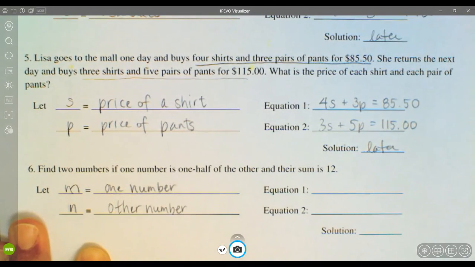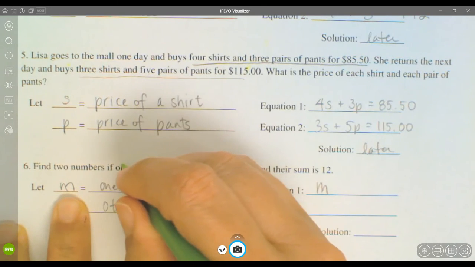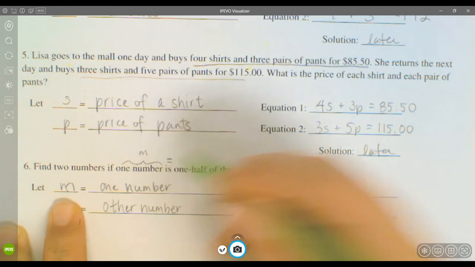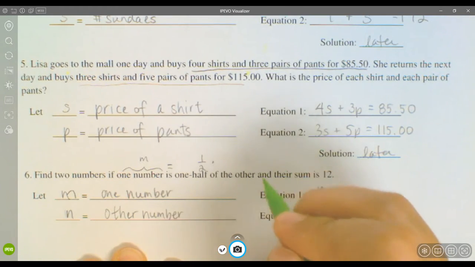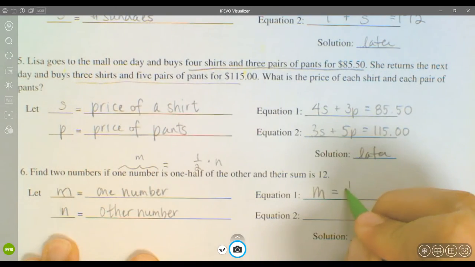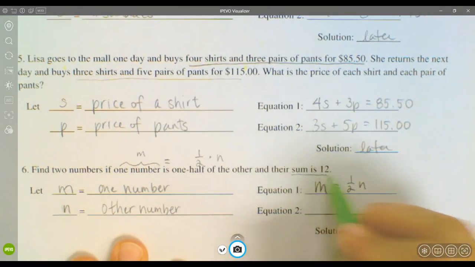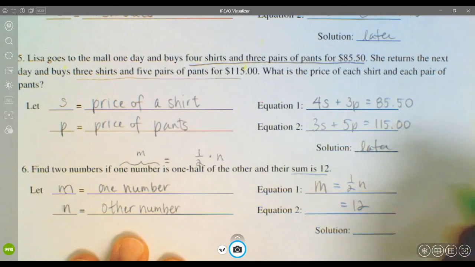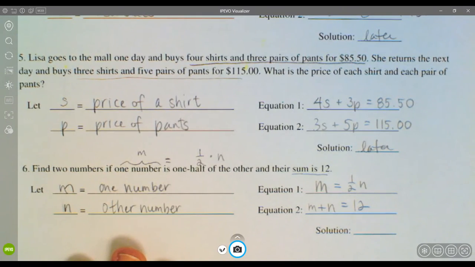One number is half of the other number. So one number is m. You see, is means equals. 1/2 of, what does of mean in math? Multiply. What's the other number? N. Boom, look at that. Their sum is 12. Something equals 12. Well, what equals 12? Their sum. Well, what does sum mean? Sum means that we add these. Okay? So that's how I'd set it up.